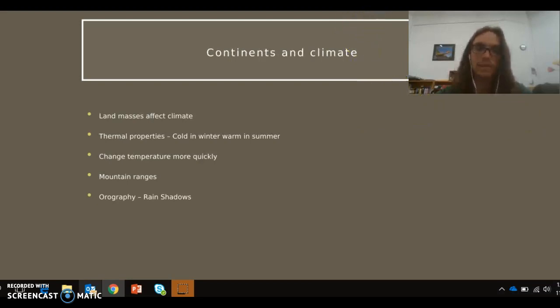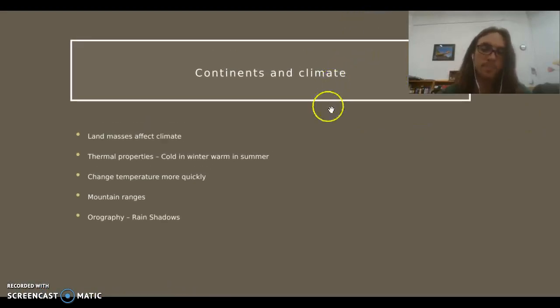All right, so land masses affect climate. Essentially, land masses have a lower specific heat than water, also called specific energy. So in the winter, they cool down much easier than oceans, and in the summer, they heat up a lot easier than oceans. The continents change temperature more quickly, and that will change climate. And mountain ranges have this orography, which is just rain shadows.